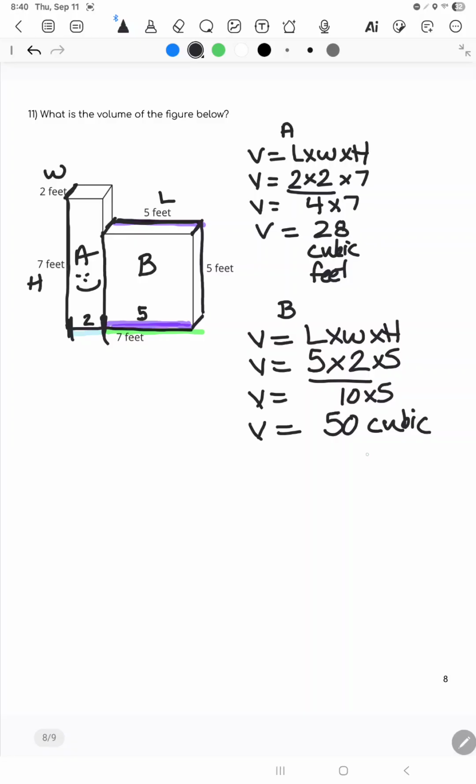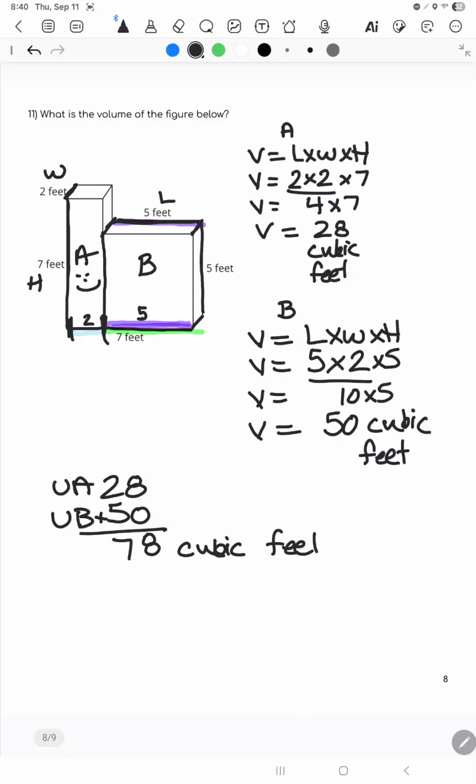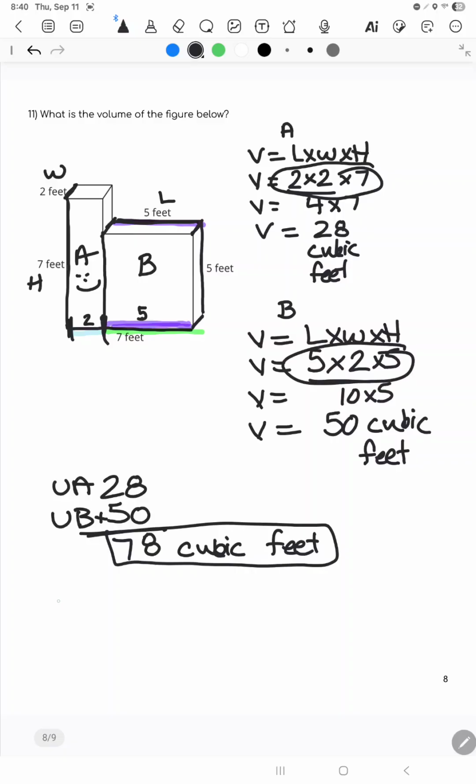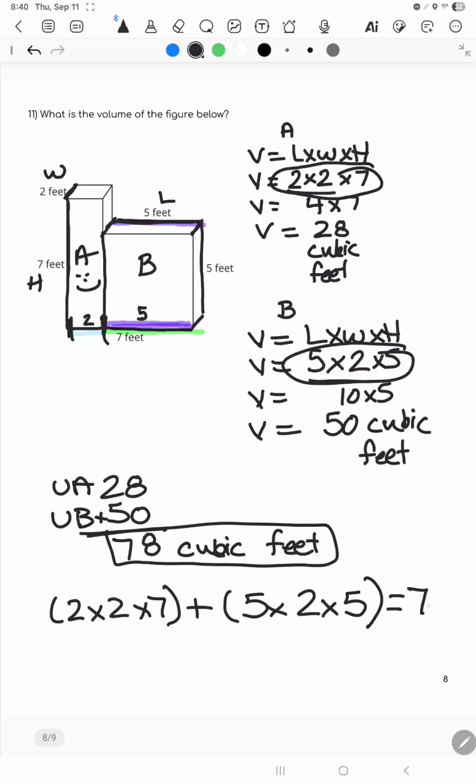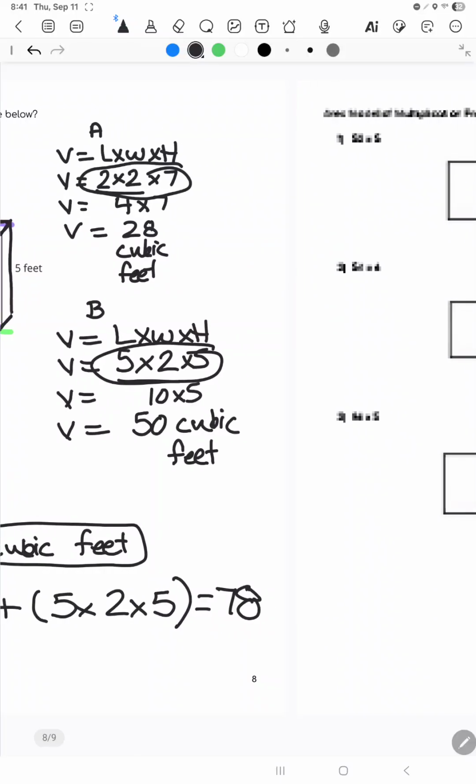All right, so if the volume of A is 28 cubic feet and the volume of B is 50 cubic feet, adding those together will give me 78 cubic feet. I'm going to make a nice equation that goes with that because it's something that we worked on in class. It's great evidence as well. We did 2 times 2 times 7 plus 5 times 2 times 5 gave us a total of 78. And I believe that is it.